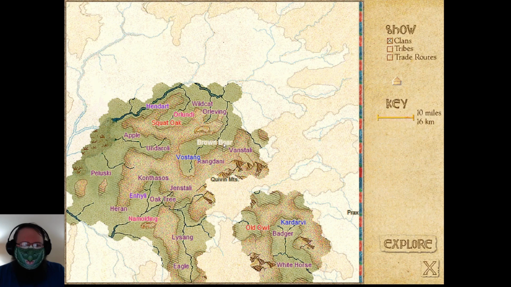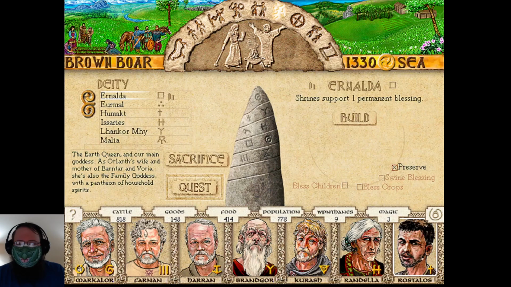And here we are. Brown boar. Boar, not bear. Boar. Clans. There's a tribe. And apparently we have some trade routes. I guess this is easy.